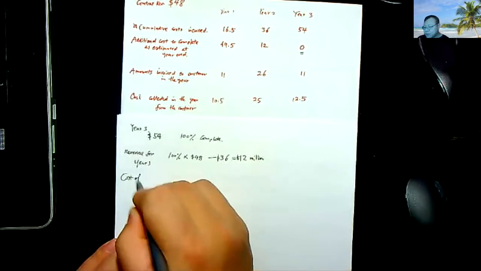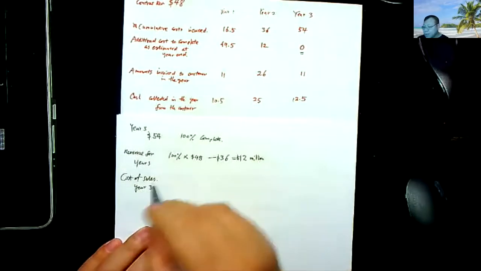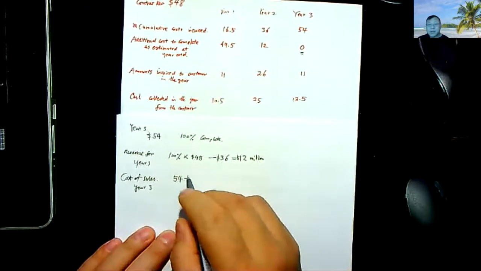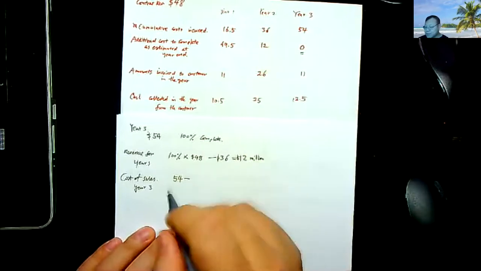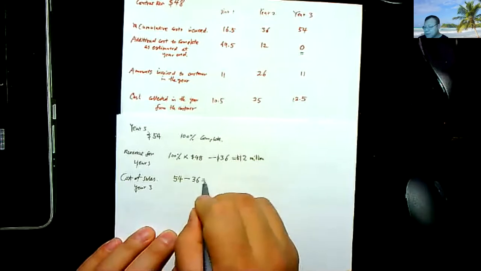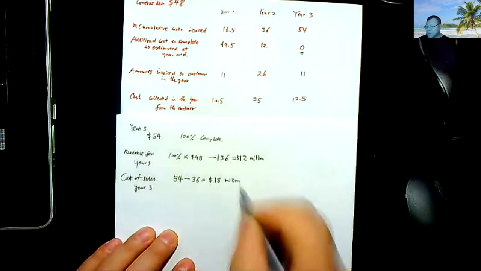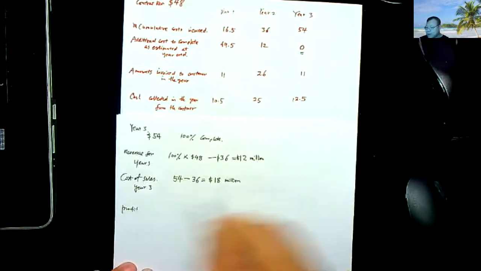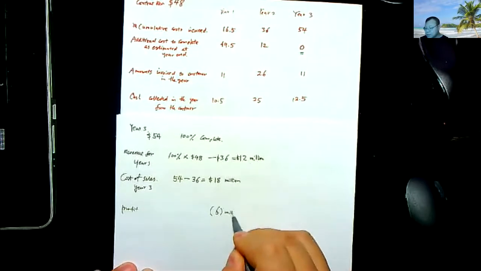Cost of sales for year three. That's going to be total cumulative cost, 54, minus year two. By the end of year two, the cumulative cost is 36. You have an $18 million loss. Okay, and then what's your profit? You have 12 minus 18, a $6 million loss.